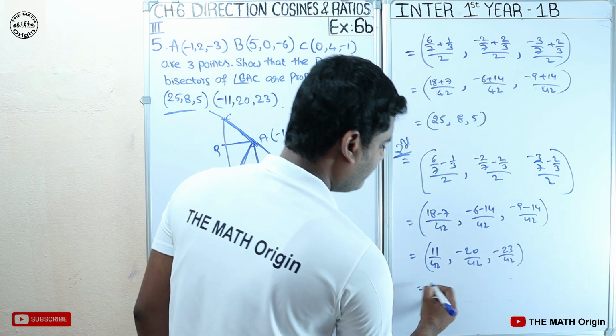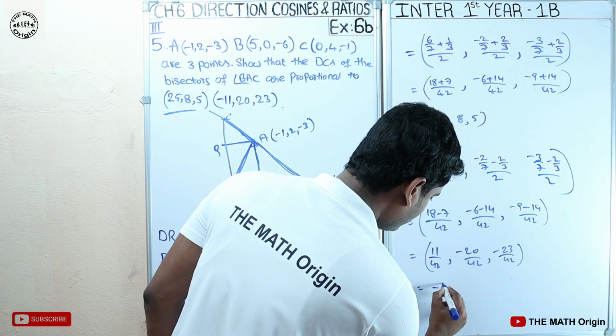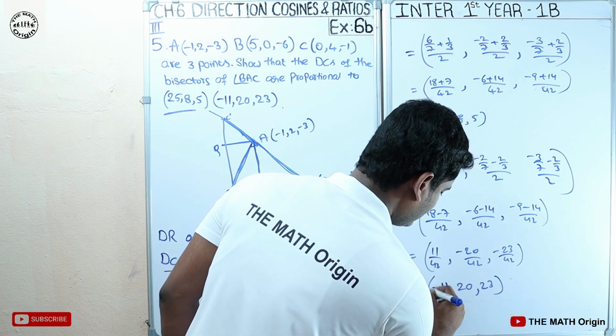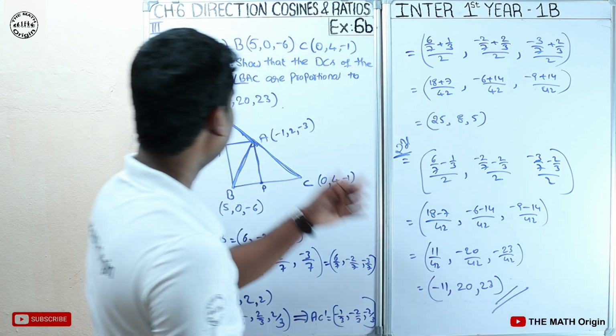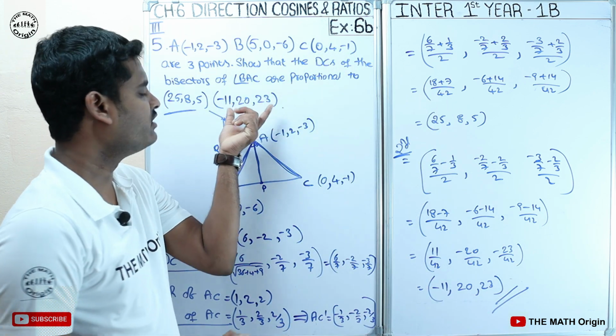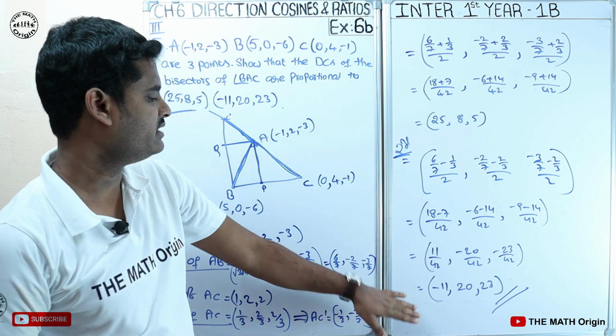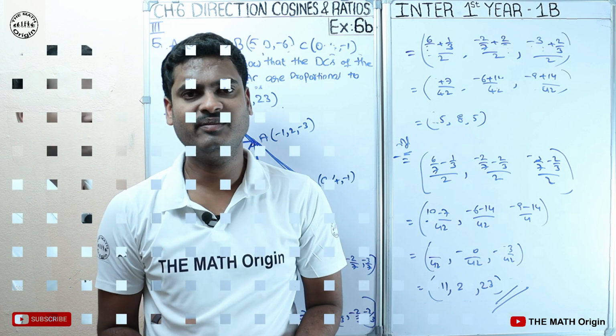Now I will take minus 1 by 42 as common, therefore it will be minus 11, 20 and 23. If you see, the second value is also proportional; we got the proportional value as the same, minus 11, 20 and 23. Therefore here ends our fifth problem.